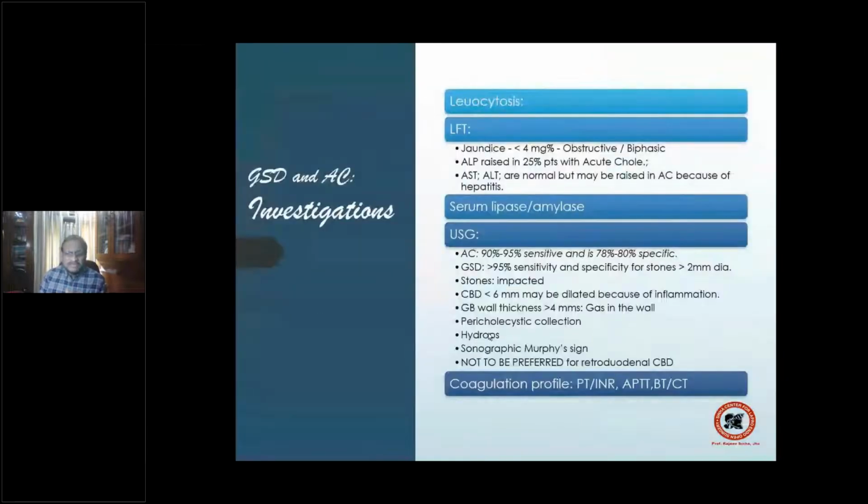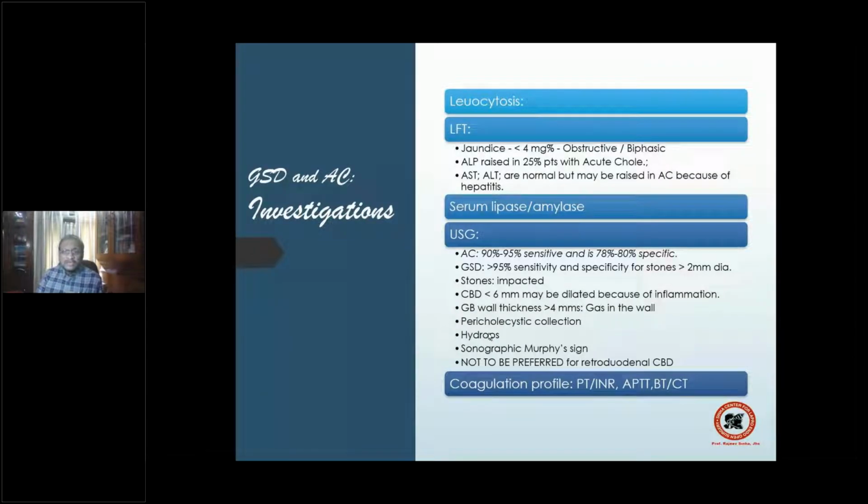So that brings us to the investigations. You are in a dilemma whether the patient really has acute cholecystitis or not, so you go ahead and do the investigations. You have a whole list of investigations. Among them, the important ones: the patient will be having a polymorphonuclear leukocytosis. The liver function test may or may not be deranged. Remember, that is very important. If the patient has associated cholangiohepatitis or associated cholangitis, the liver function test may be deranged. Jaundice is always less than 4 milligram percent in uncomplicated acute cholecystitis, usually obstructive or biphasic. And the reason is simple: acute cholangitis, acute cholangiohepatitis.